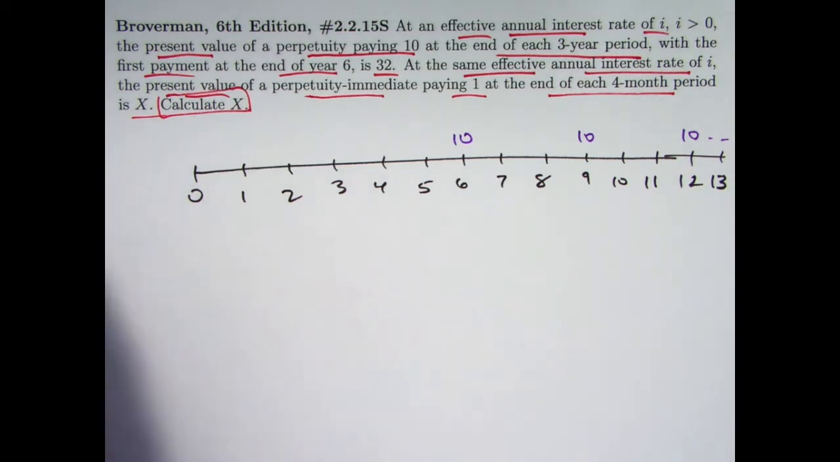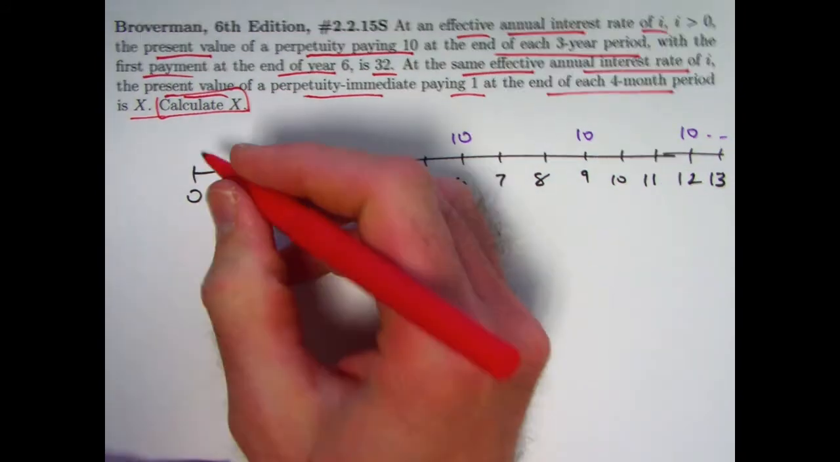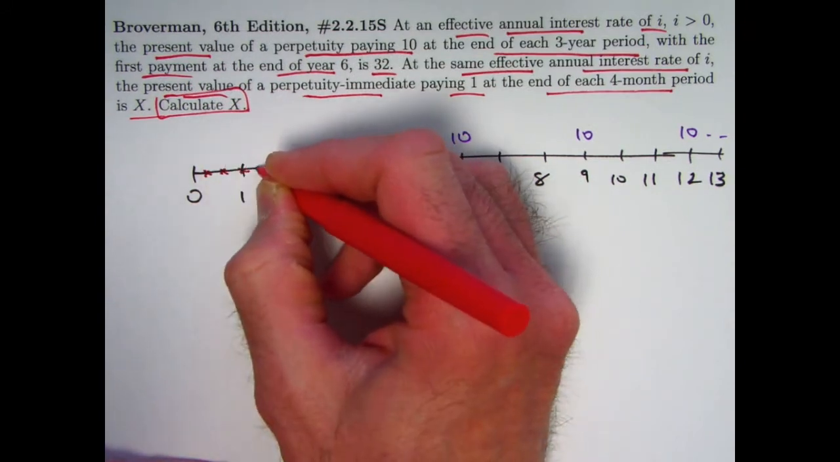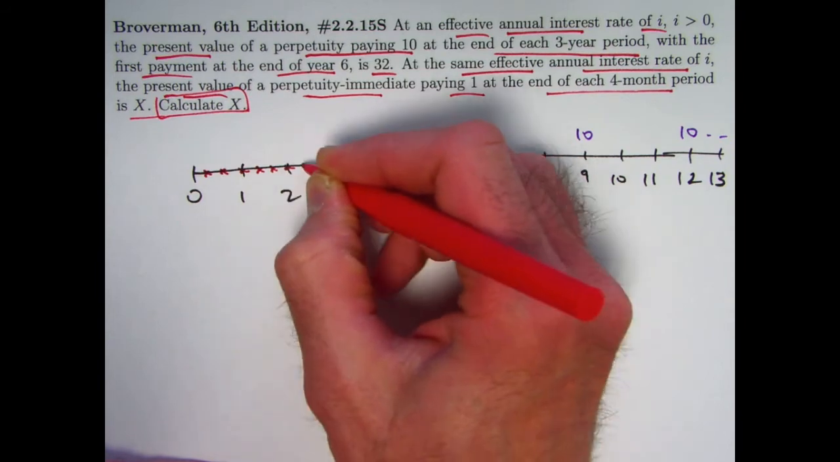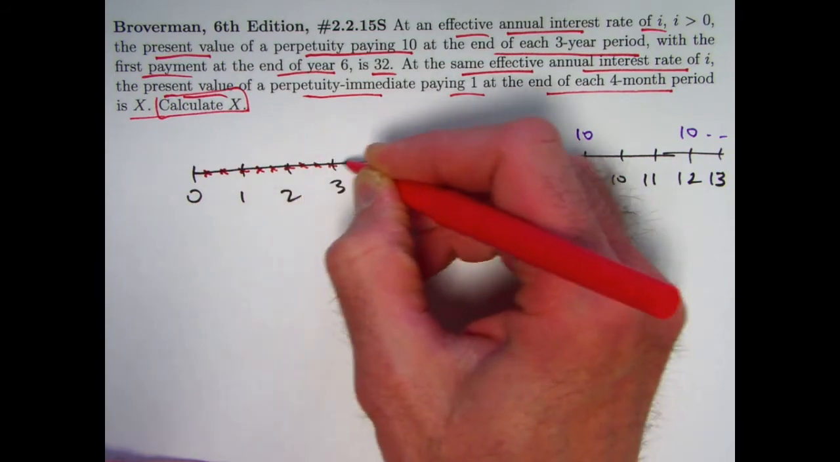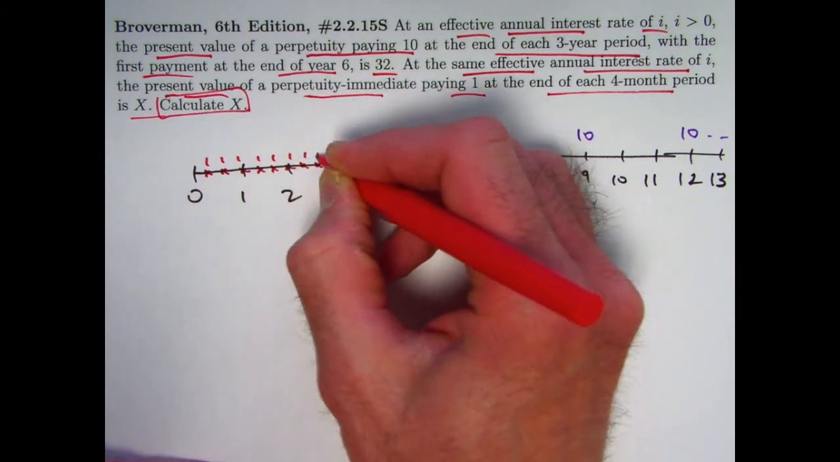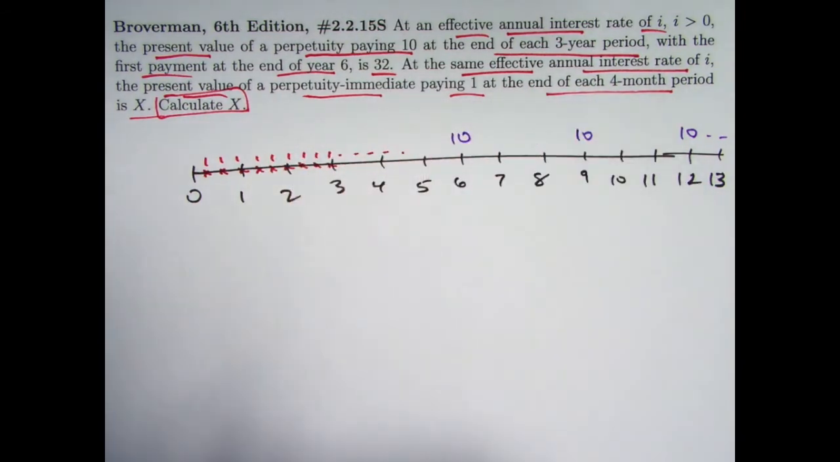And for the other perpetuity that I will put in red, I'll make little X's here, marking every 4 months, 3 times a year. The payment for that one is going to be 1, and also be something that goes on forever.